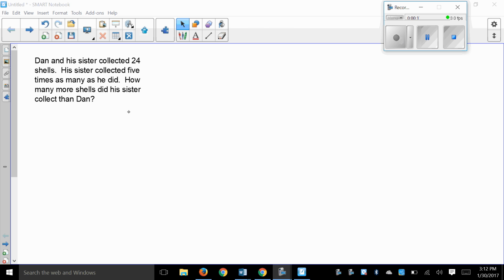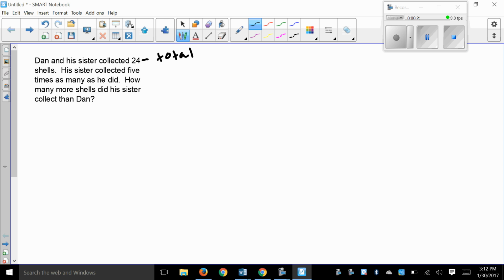Dan and his sister collected 24 shells. Again, I know that Dan and his sister collected 24 total shells. His sister collected 5 times as many as he did. That's important information. I know Dan collected some. His sister collected 5 times. Again, his sister collected more. And when you put his shells together with his sister's, we're going to get 24 total.